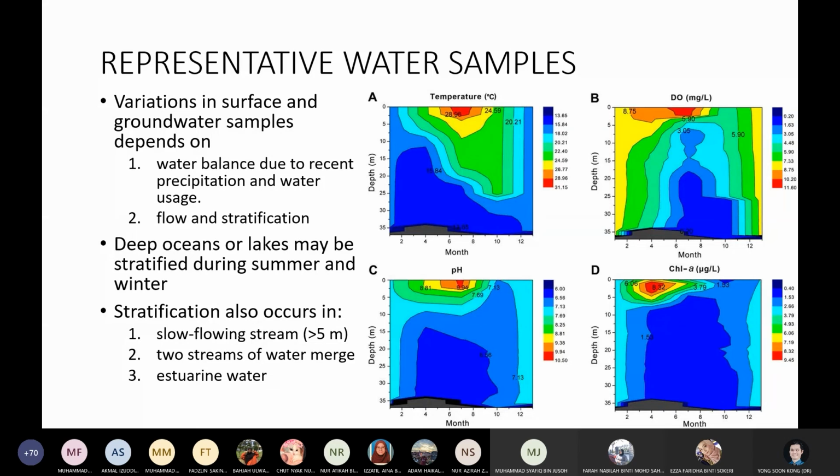That is why, usually when we talk about water sampling, we don't tend to bother about the lower strata of the lake, for some reasons. Some objectives might want you to look at the bottom of the lake only, not the surface of the lake. So it depends on which objective you want.